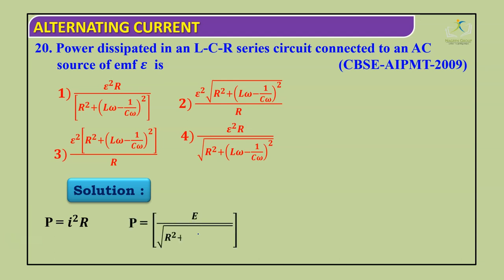Solution: we know the value of power is I square R, and I is E by under root R square plus (XL minus XC) whole square, to the power whole 2, times R. So P becomes E square R by R square plus (XL minus XC) whole square. According to that, we can say the correct option is the first one.